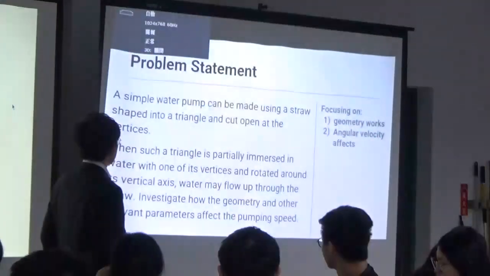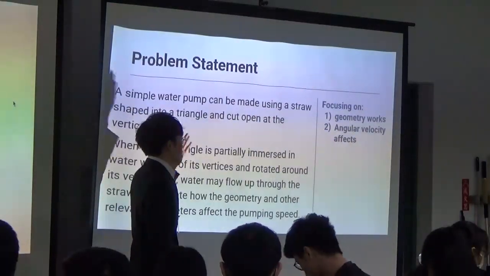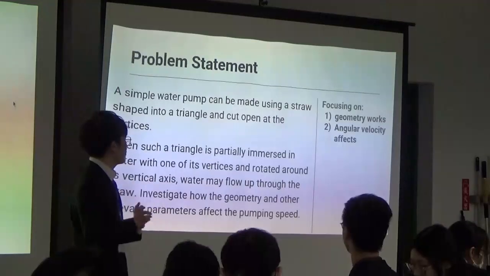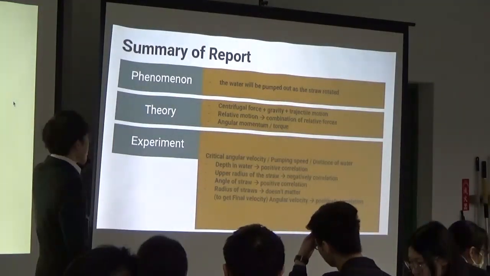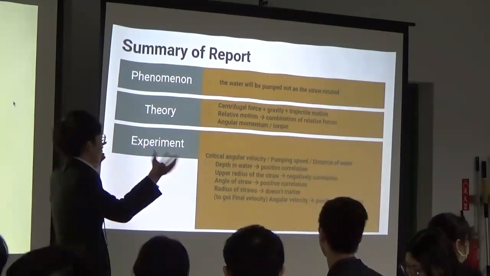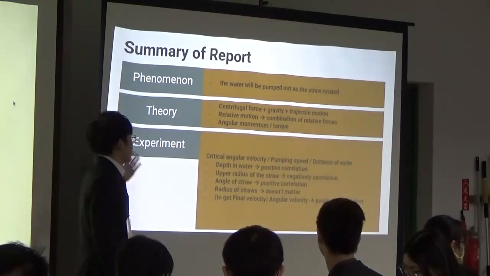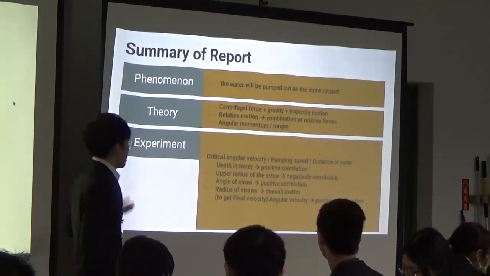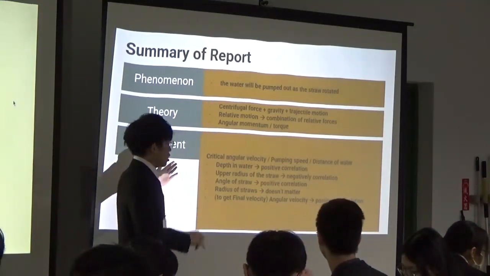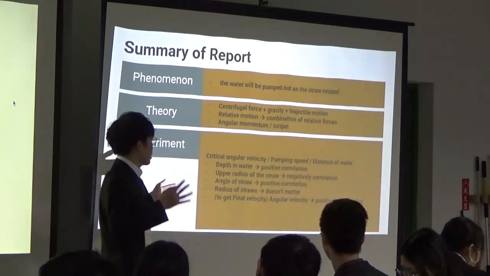So the problem statement is right here, and the reporter mainly focuses on how the geometry affects the overall pumping speed and the angular velocity. For the report, the phenomenon is that the water will be pumped out of the straw from the two vertices. The theory they use is the centrifugal force, relative motion, and angular momentum and torque.